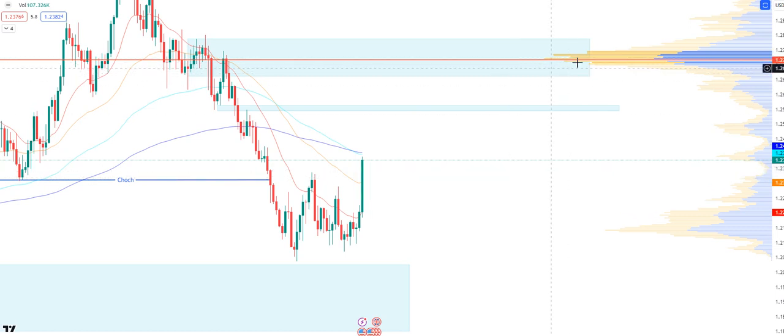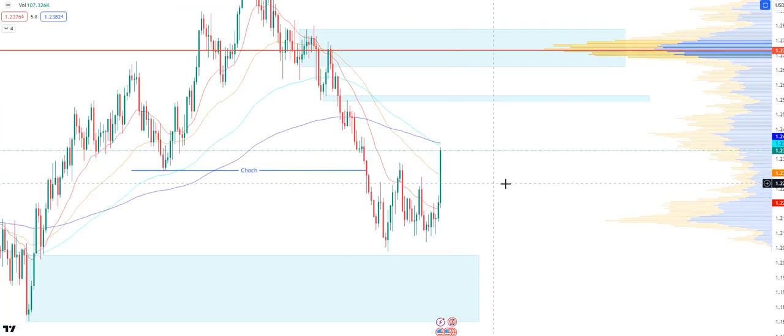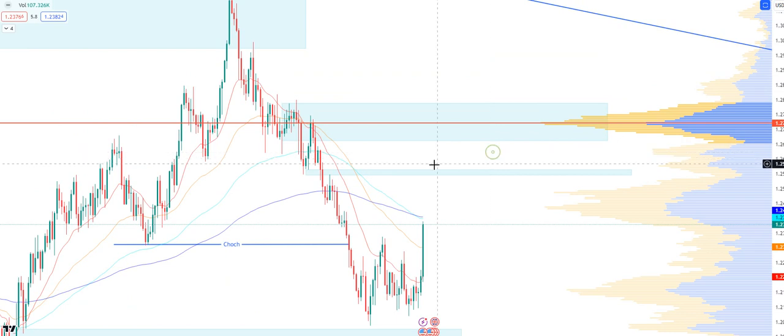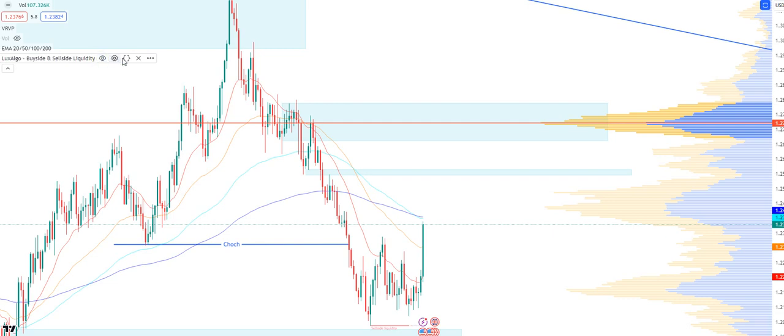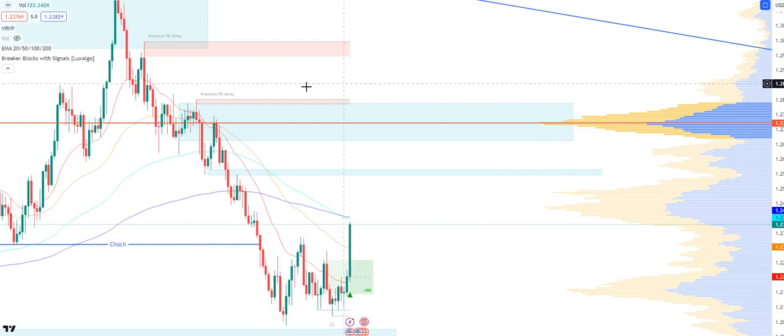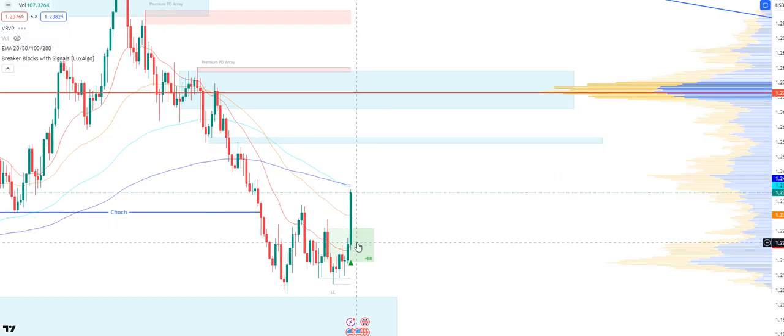Alright, let's take a look at what we got. Loads of volume over here. I expect to see a pullback to this side. Okay, now what I'm going to use is an indicator, breaker block. Take a look, what do you have? A premium arrow there. Good.